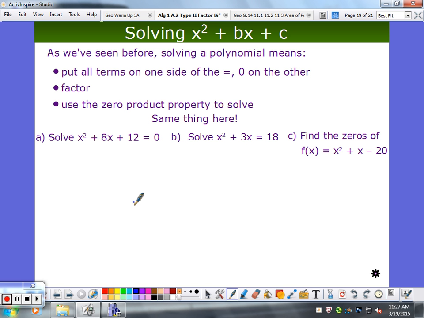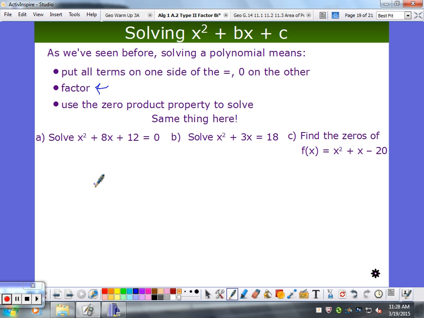Okay. So let's go back to what is the point of factoring? Why are we going through this? To solve equations. This is kind of the same rules we had last class: put all terms on one side, 0 on the other, factor it, and use the zero product property. The only difference is we know how to factor in more ways now. So when I see something like x squared plus 8x plus 12 equals 0, all the terms are on one side, 0 is on the other, I need to factor it.